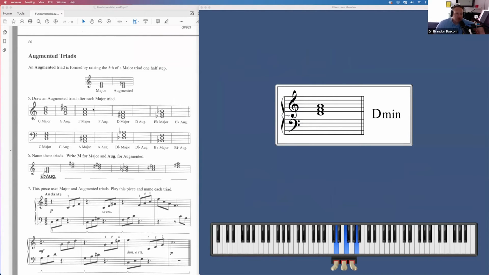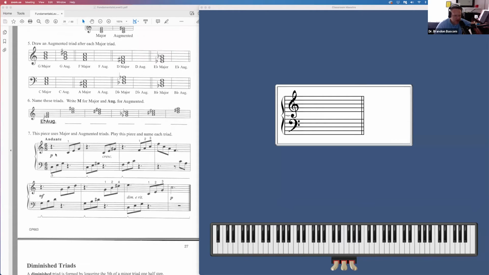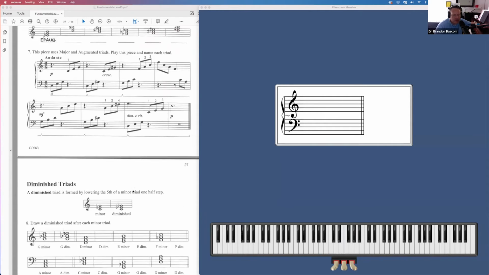Our book does it a little different. They find a major triad, and then they raise the top note a half step. That's another way of doing it. So they want you to write out the augmented from the major. And then they want you to identify in part 6 whether it's a major or an augmented triad. 7 just gives you a piece that has both.